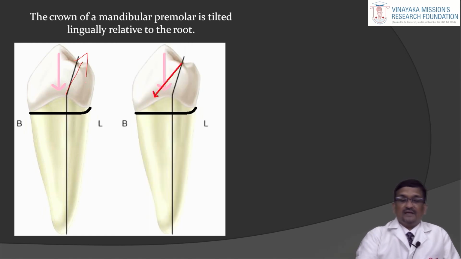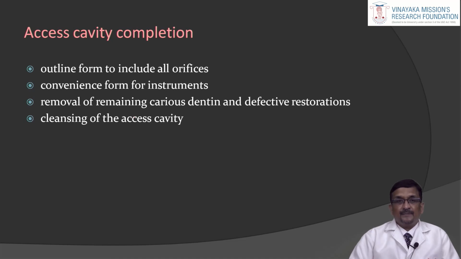So in this case, access opening from the cusp is more sensible, where we will have a straight line access than if we try to enter from this direction, then rechanging or ending up in perforation. Okay. So how do we know that we have finished all access cavity properly?